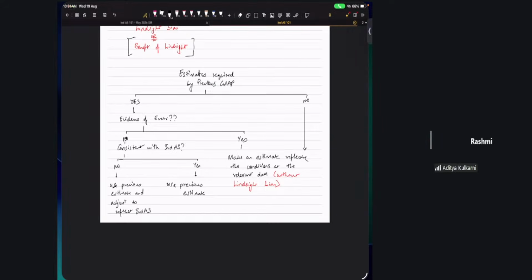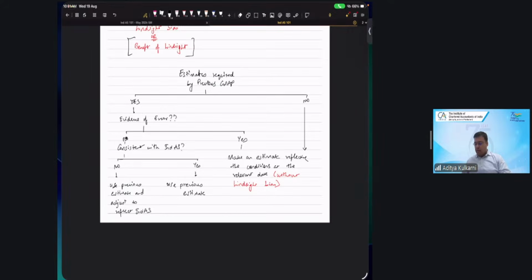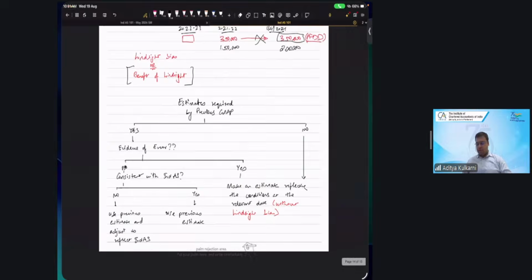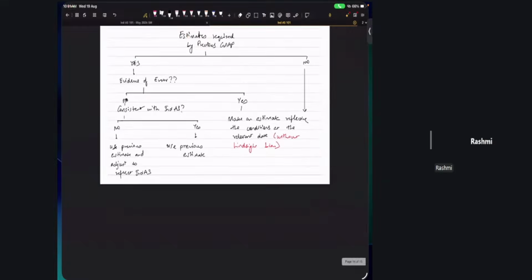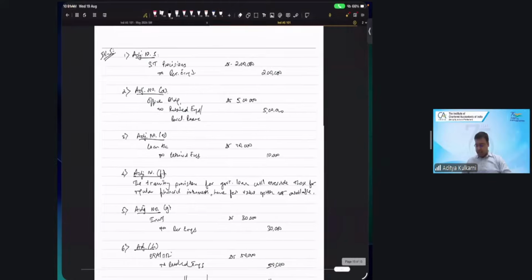Now, if estimates are required by previous GAAP and there is evidence of error, or you have not made any estimate, then make an estimate reflecting the conditions on that date, not today. Today, if you do, it will reflect hindsight bias. So go to that point of time, do an estimate without hindsight bias and record that estimate. Is it okay? Yes, sir. So that is all about estimates.